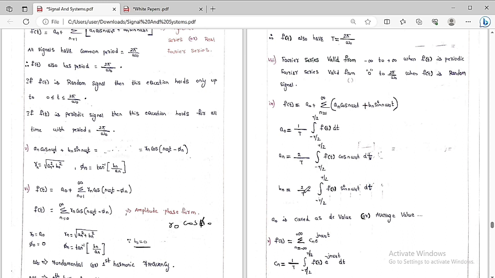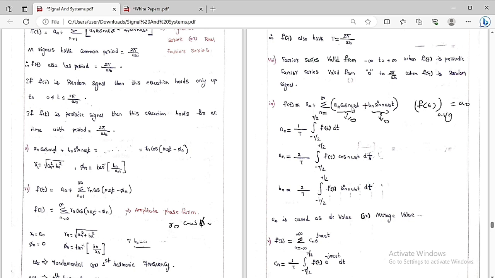And bn is equal to 2 by T integration over the one time period f of t into sin n omega naught t dt. So a naught is called the DC value or the average value. Why? Because the average value of cos n omega naught t is equal to 0, and the average of sin n omega naught t is also equal to 0. So the only thing that is going to be present is a naught. So f of t average is simply a naught. So that is the result.